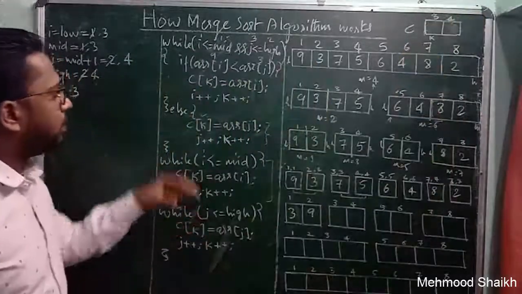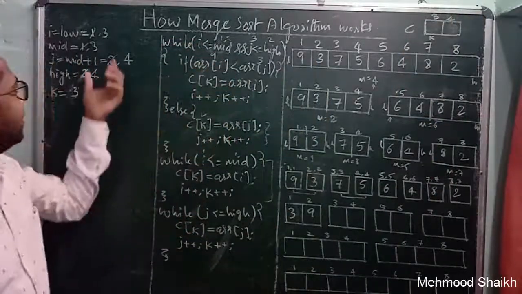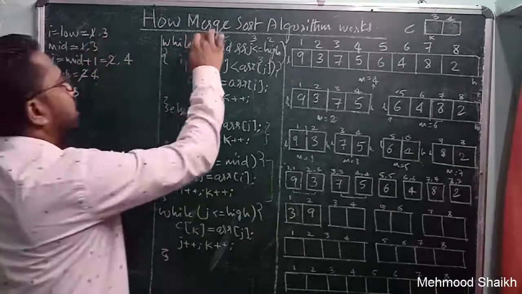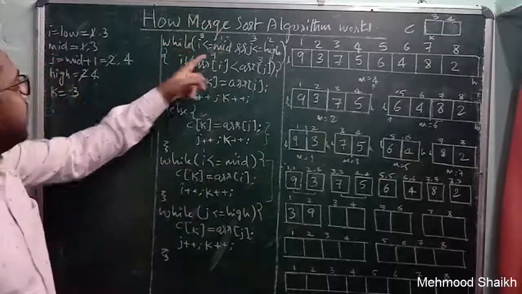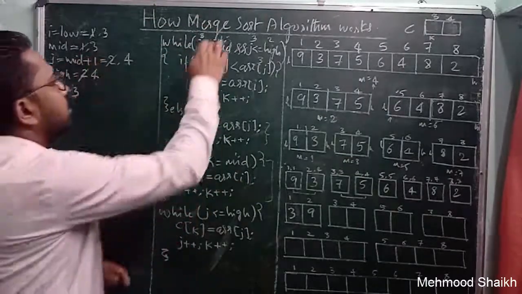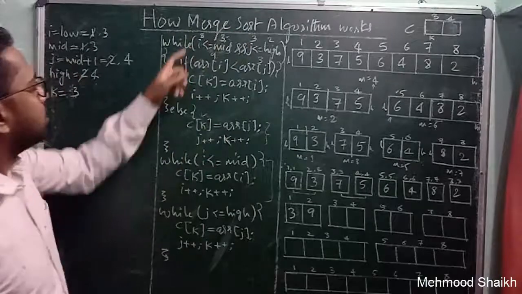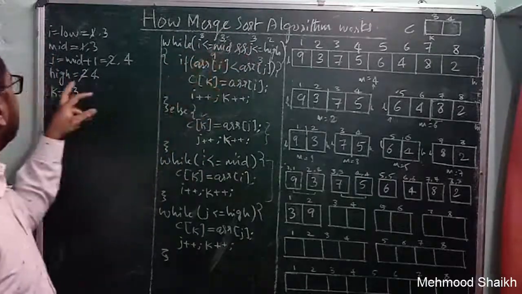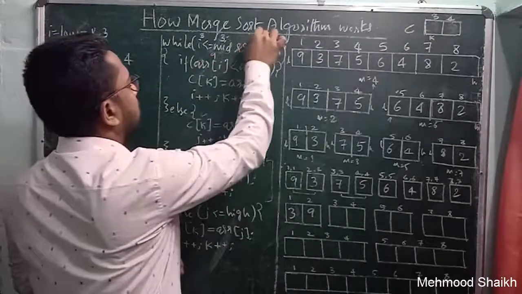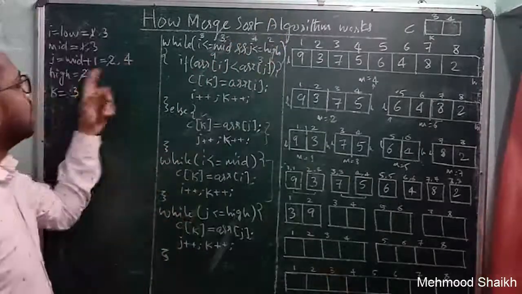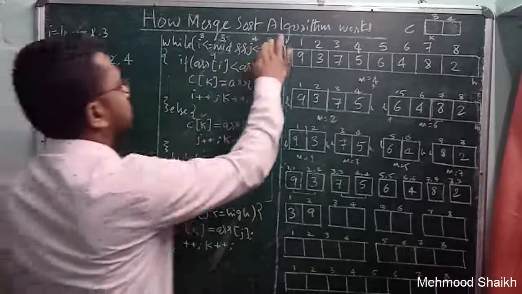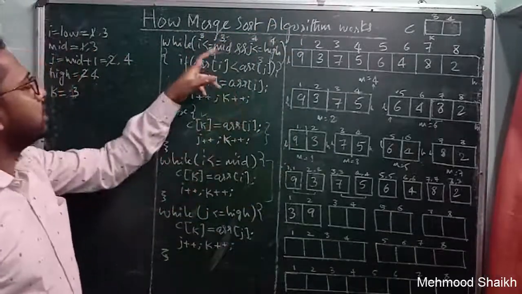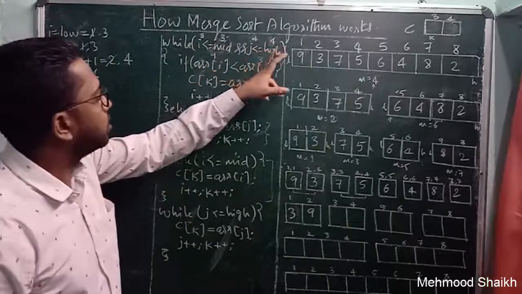Now we need to apply the same algorithm on these values. So we will check: what is the value of i? i is 3, so we will change it here to 3. 3 is less than or equal to mid, which is 3. So 3 is less than or equal to 3, yes, the condition is true. And what is j? j is 4, and 4 is less than or equal to high, which is 4. Yes, both of these conditions are true: 3 is less than or equal to 3 and 4 is less than or equal to 4.